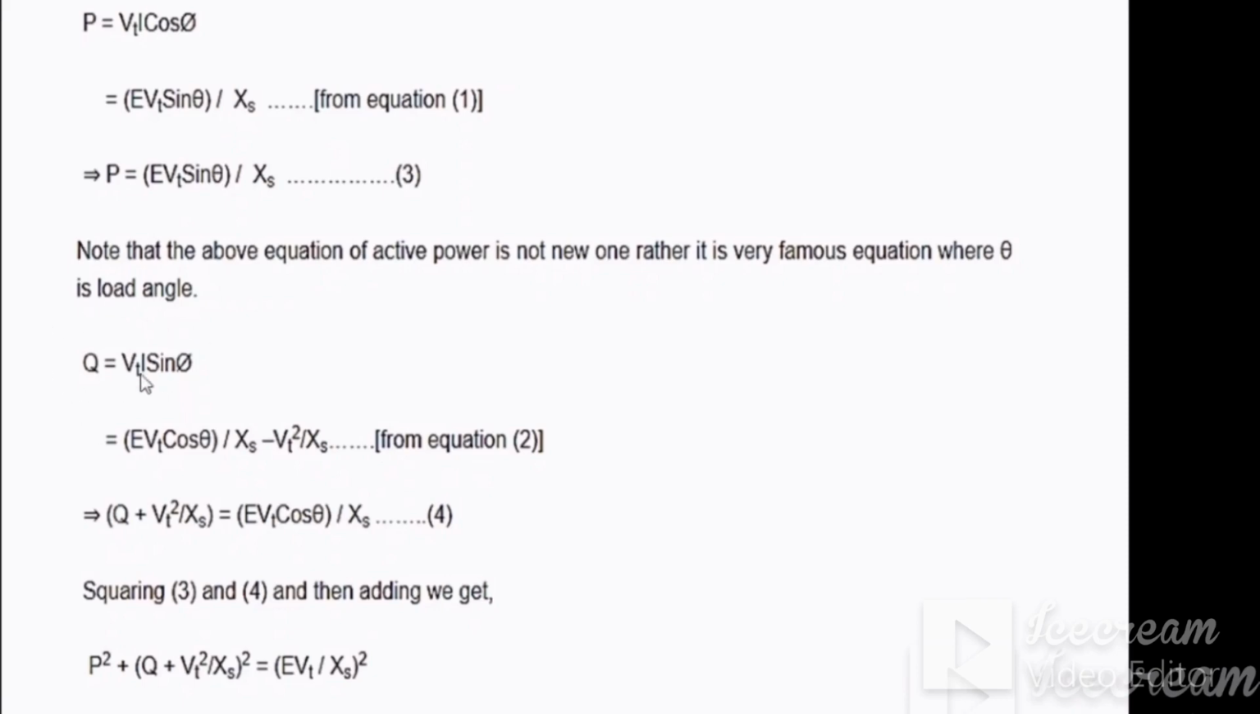Now the reactive power is Vt I sin phi, multiplying the reactive component of the current with the terminal voltage. Now further simplifying from equation number 2, what we will get is E into Vt cos theta by xs minus Vt square by xs. So finally when you simplify it together, you will get Q plus Vt square by xs, and this whole part is equal to E into Vt cos theta by xs. This is the expression for the reactive power, and this is for the active power.